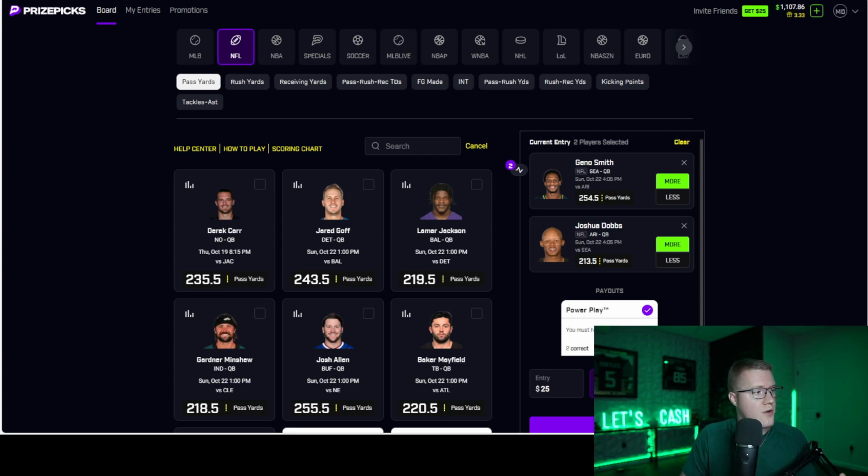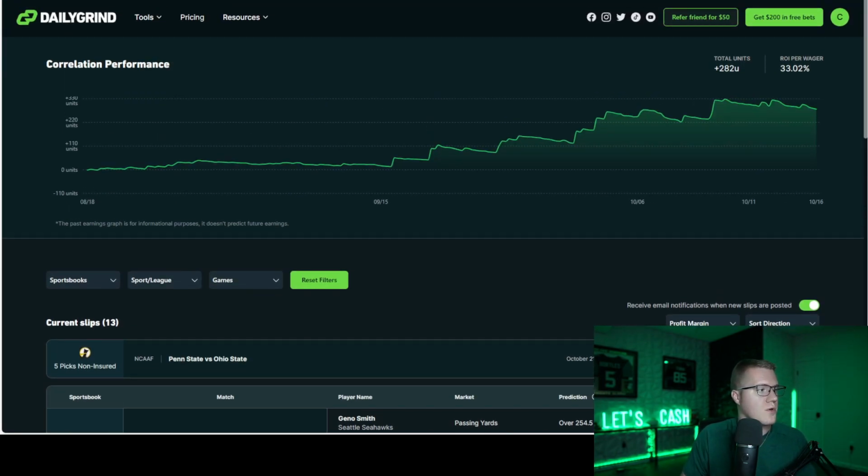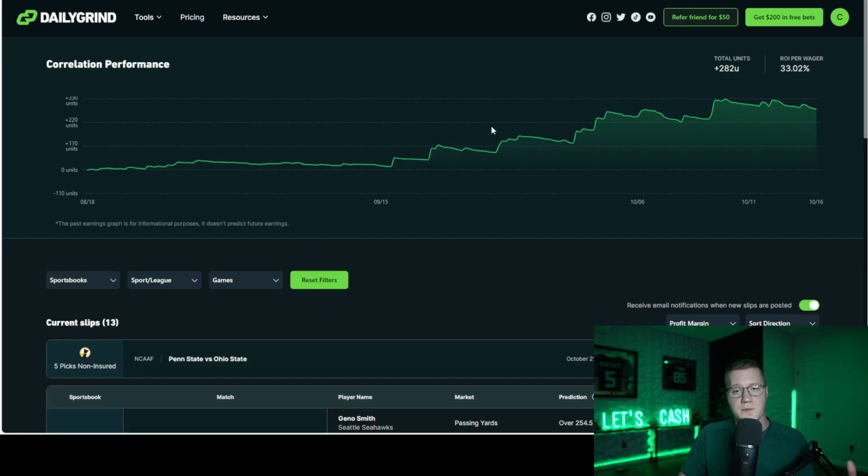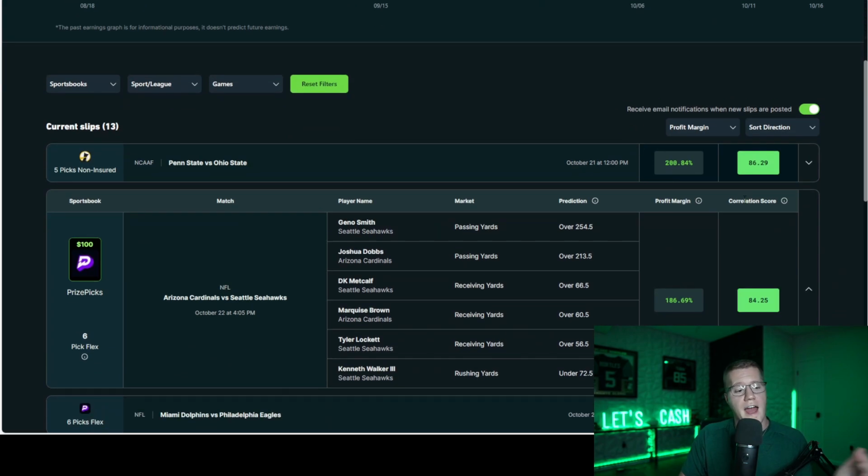What we're going to do is head over to the DGF correlation tool, where this tool spits out literally the highest correlated combos that you can possibly get for any single game parlay that's mathematically profitable in the long run, while also showing you exactly how correlated the slip is. For instance, this custom correlation score is out of 100. The higher the correlation score, the more correlated the slip is. But the profit margin and correlation score go together.